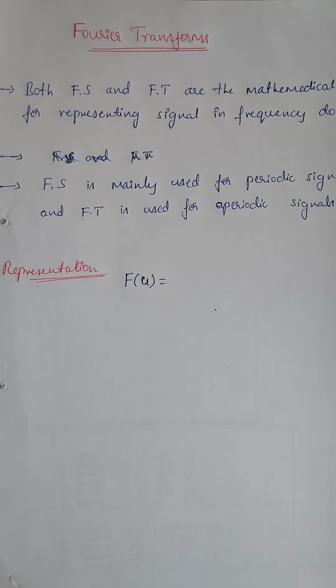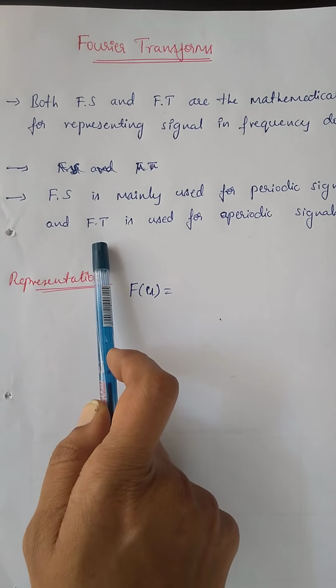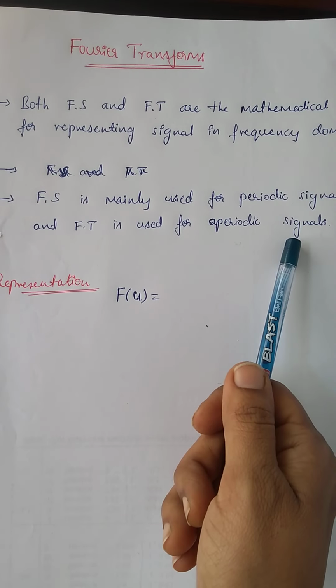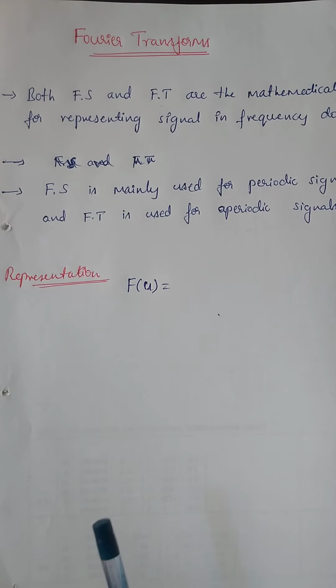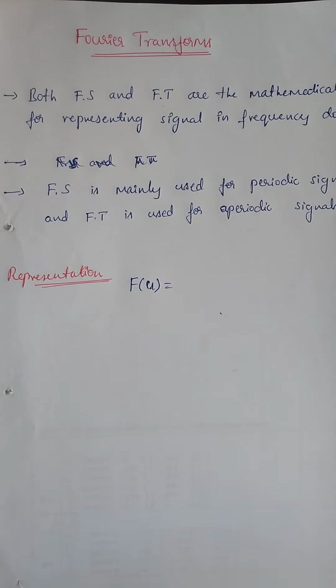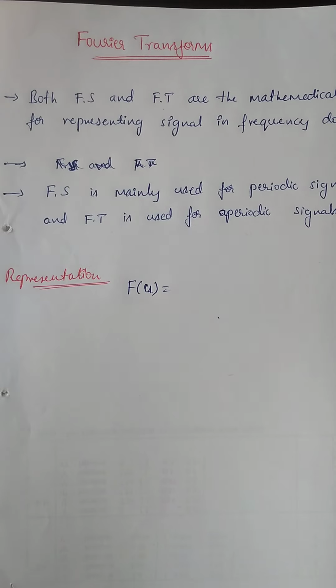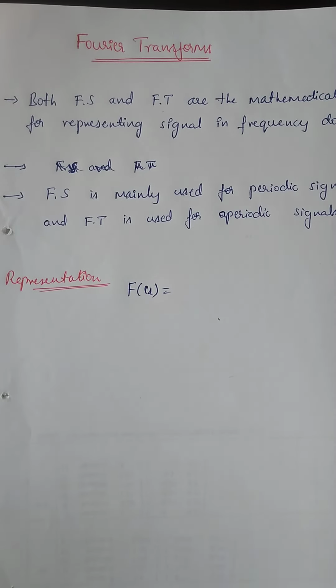The main difference between the Fourier series and Fourier transform is that the Fourier series is mainly used for periodic signals and the Fourier transform is used for aperiodic signals. Mathematically, if the function is a periodic function, we can use the Fourier series. If the function is not periodic, meaning an aperiodic function, we can use the Fourier transform.